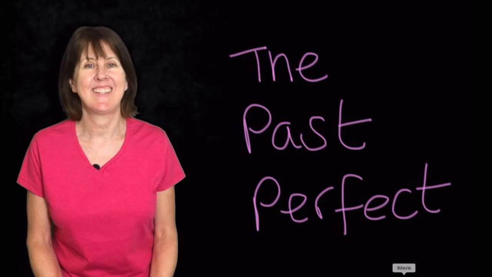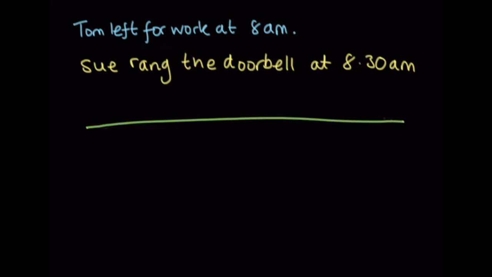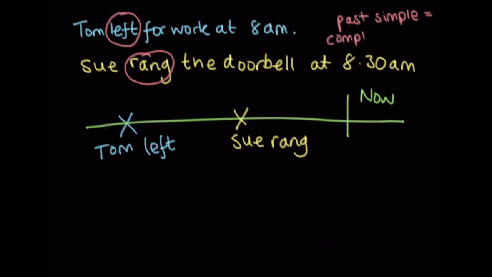So let's get started. So imagine the scene. Tom left for work at 8 a.m. and Sue rang the doorbell at 8:30. So let's draw a timeline, and we've got Tom left here and we've got Sue ringing the doorbell here. Now these are in the past simple, rang and left, because we use the past simple for completed actions in the past. But say we want to join these two sentences together.